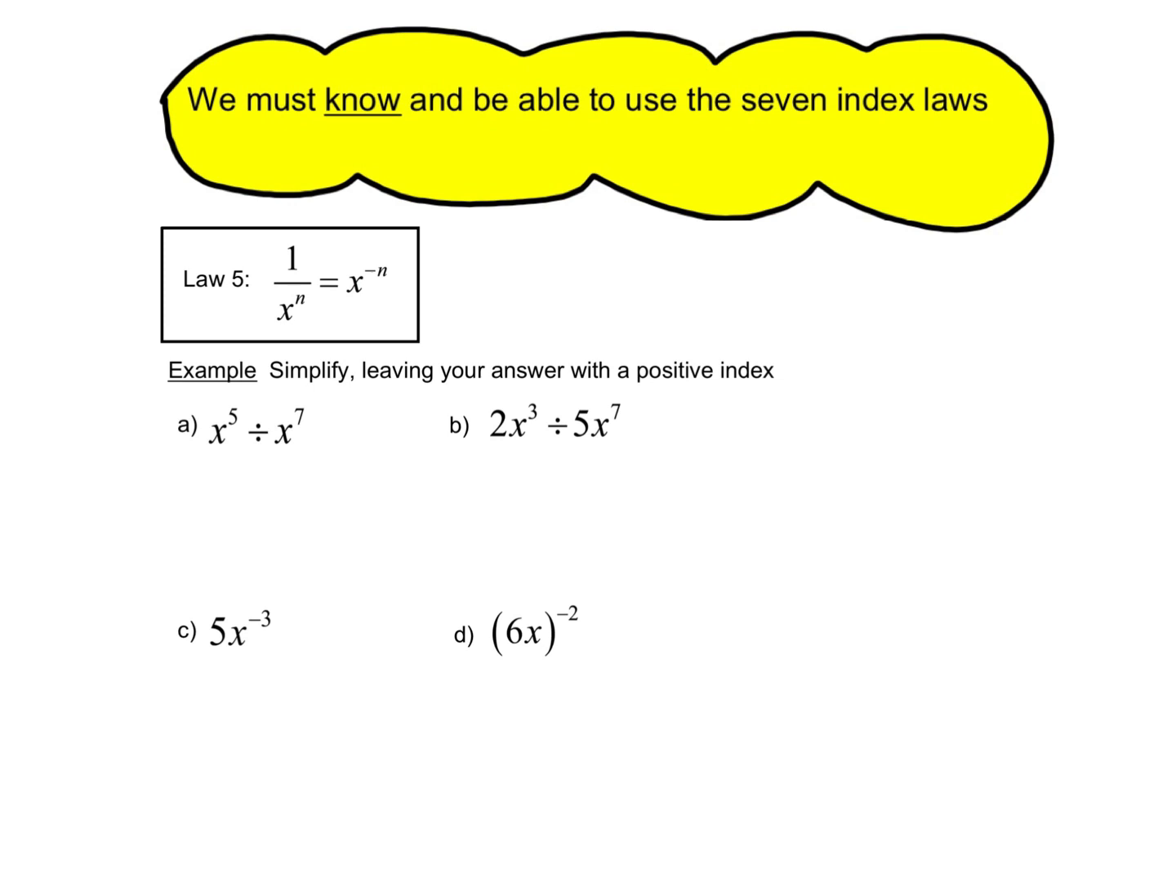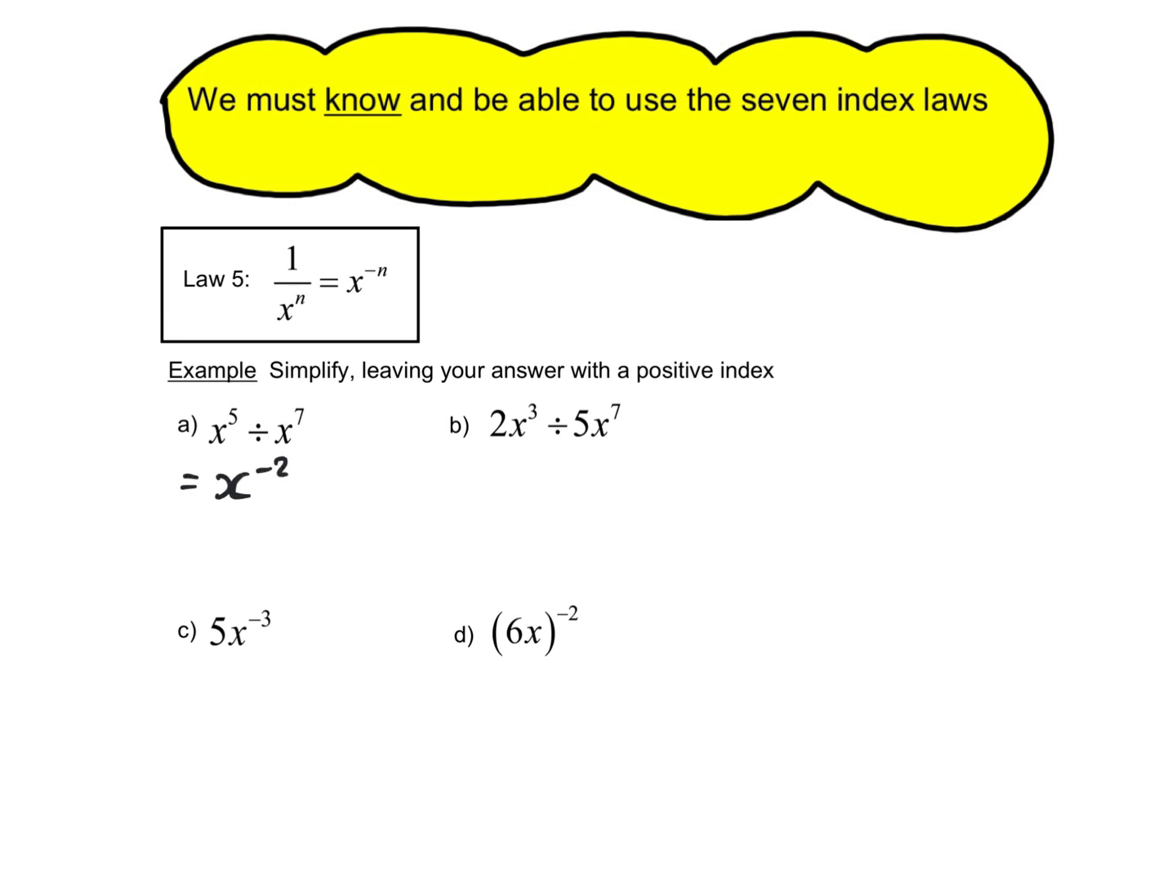What you can see in this example here is it's asking you to simplify but also to leave your answer with a positive index. So these are just normal simplifications based on the rules we've covered so far, and we'll start here with part A. x to the 5 divided by x to the 7. Now when we divide indices, remember we subtract the index number, so 5 take away 7 is going to give me x to the power of negative 2.